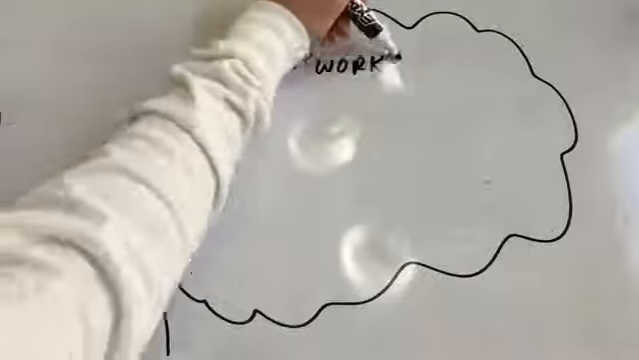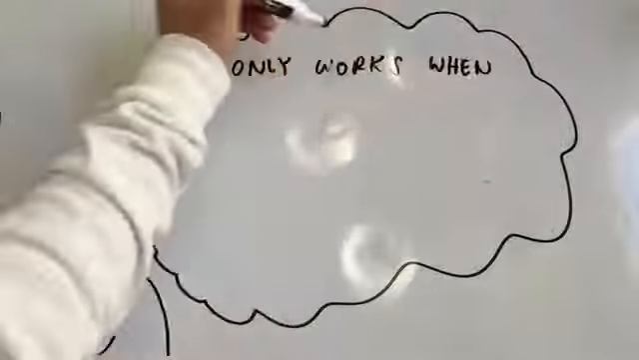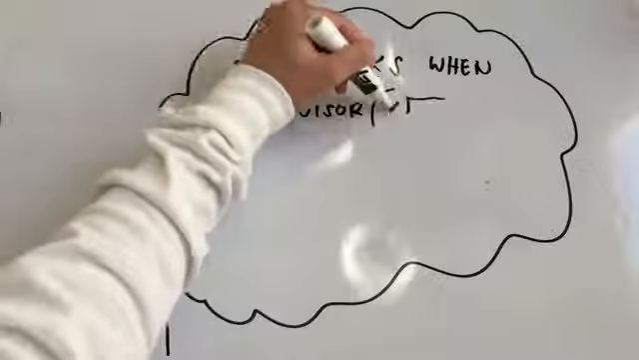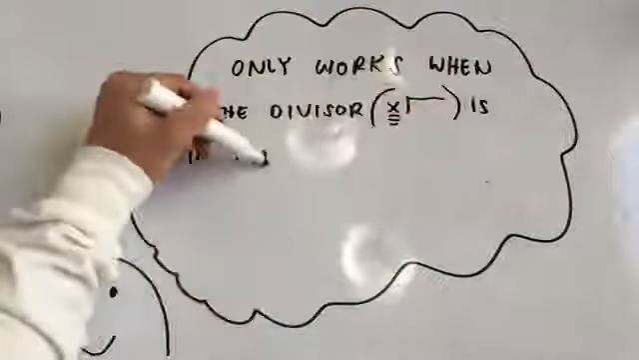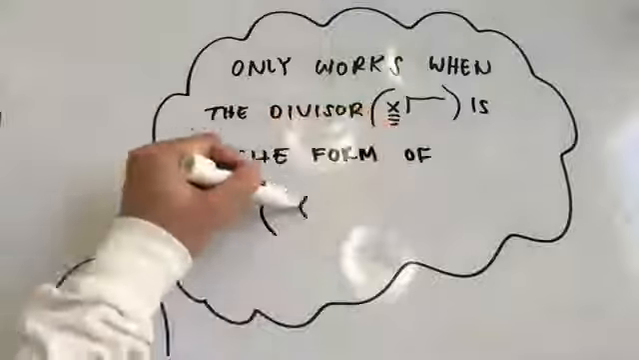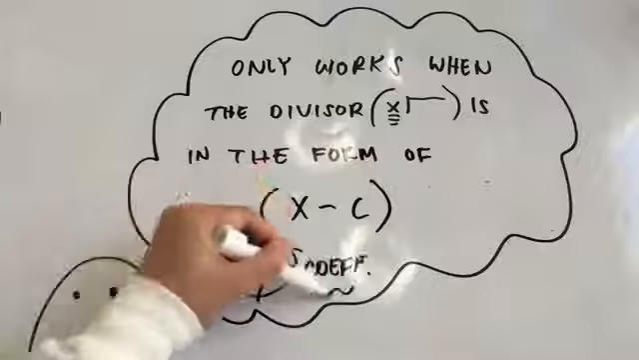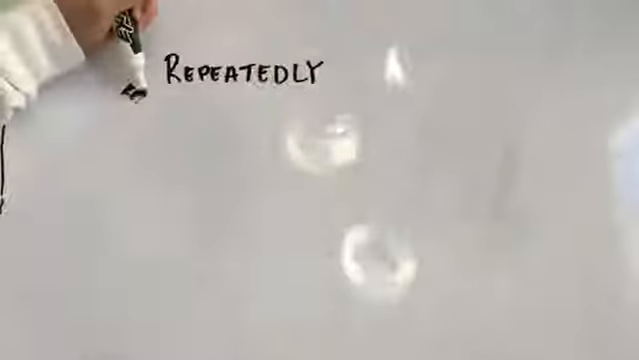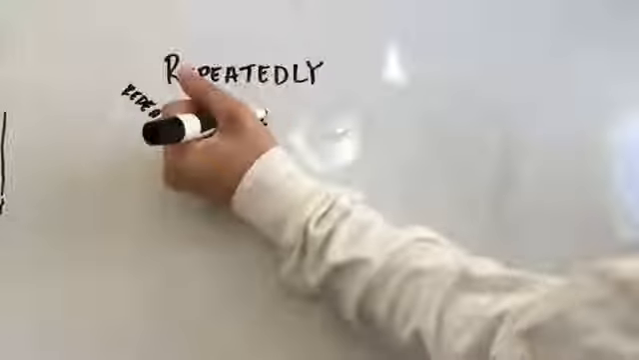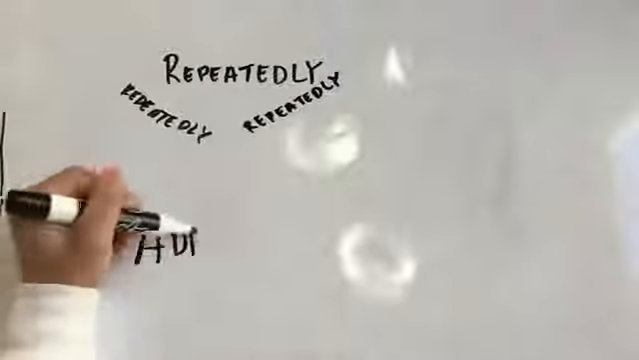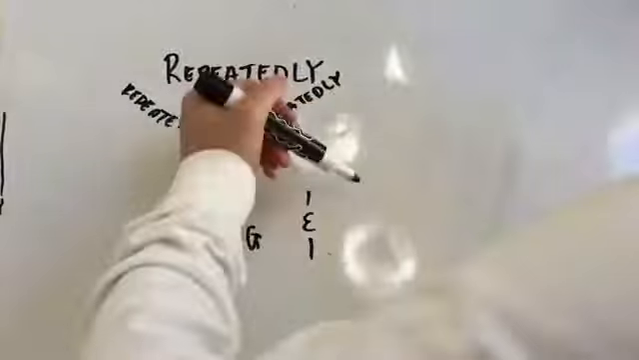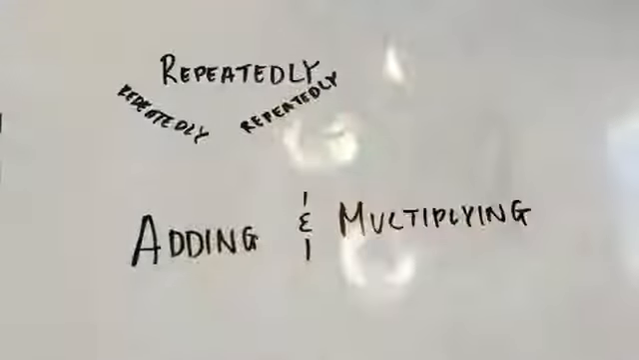Keep in mind, synthetic division only works when the divisor is in the form of x minus c. So there are no coefficients or exponents. When you are synthetically dividing, you are basically repeatedly adding and multiplying. But this will be more easily represented when you see the examples later in the video.